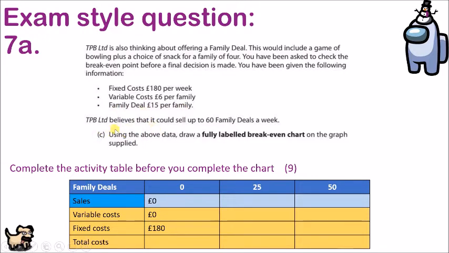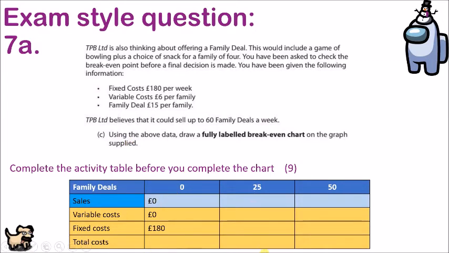TPB Limited believes that it could sell up to 60 family deals a week, and your job is to work out whether that's accurate, whether it's true. So you're on another what if question. So before you plot the chart on the next slide, you first need to work out the numbers. So we need to complete the table below.